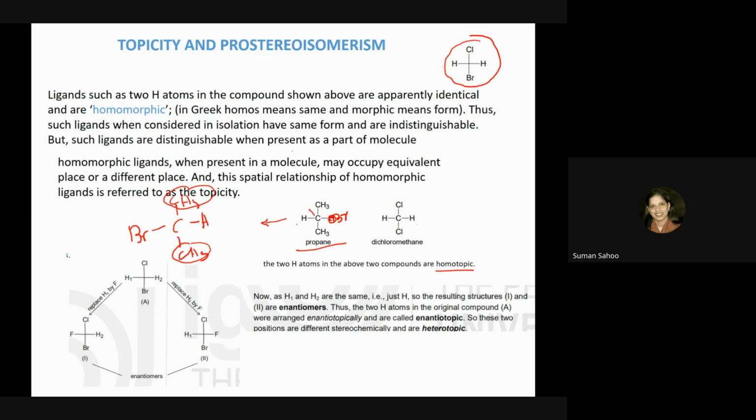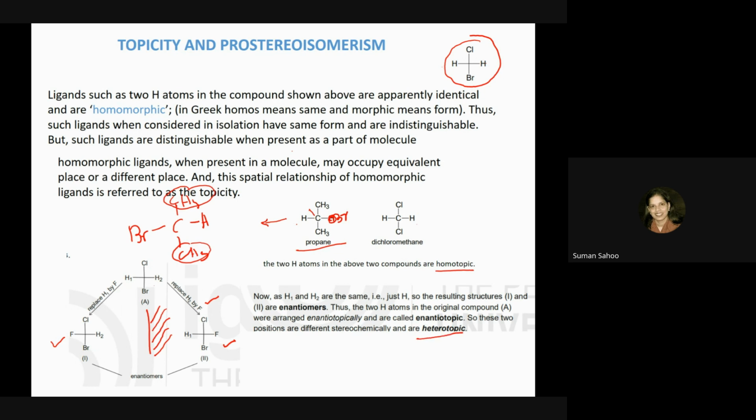Okay, but if you consider these two hydrogens in the case of bromochloromethane, if we replace this hydrogen 1 by fluorine, that would give us this compound, and if we replace this hydrogen by fluorine, that is going to give you this compound. If you just see, these two are mirror images of each other and they are not superimposable, they are going to give you enantiomers. That means these two hydrogens are different, so that is known as enantiotopic hydrogens, and in general we will tell them as heterotopic.